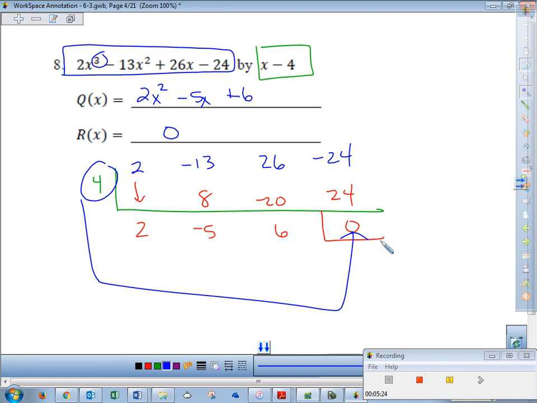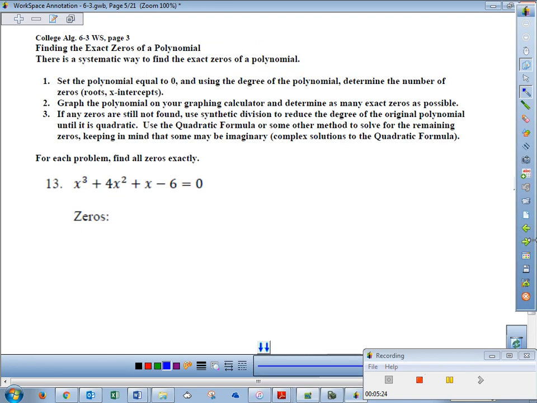You cool with just doing division? Okay, let's jump over to the next page and start with number 13. Finding the exact zeros of a polynomial. It will come into play finally. Many of you have never seen it before. It's like, what's the point? Well, eventually, not today, but this unit, we will realize what's the point of finding all these zeros.